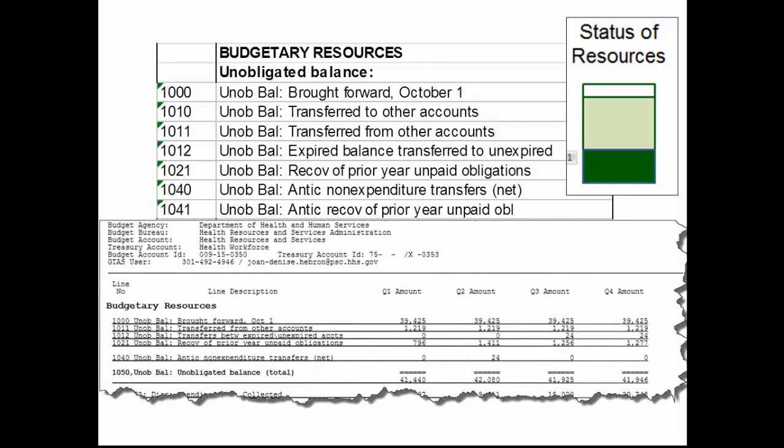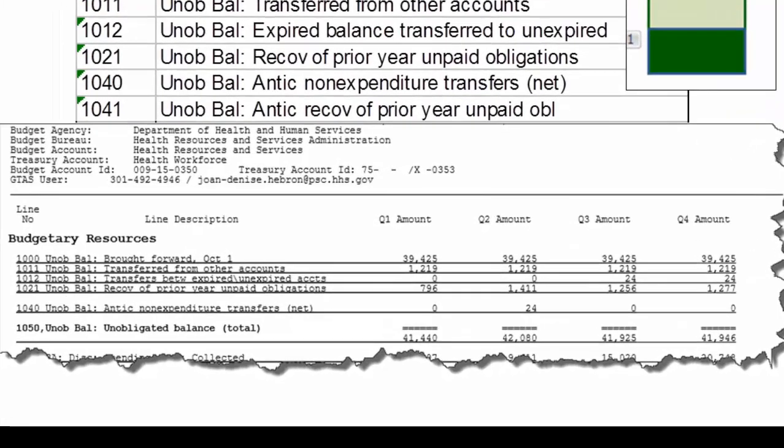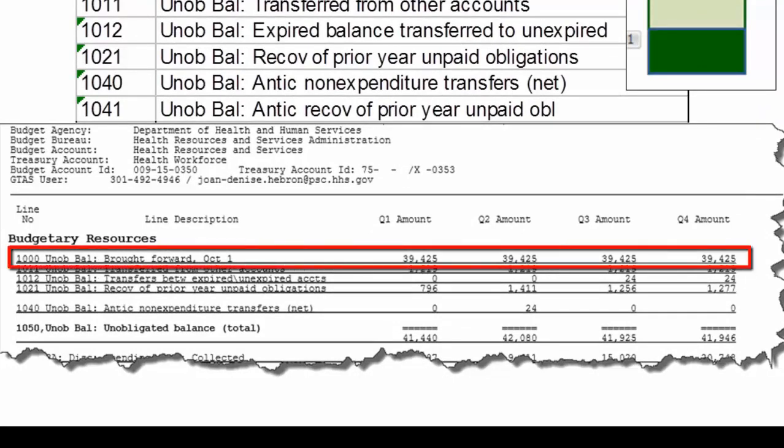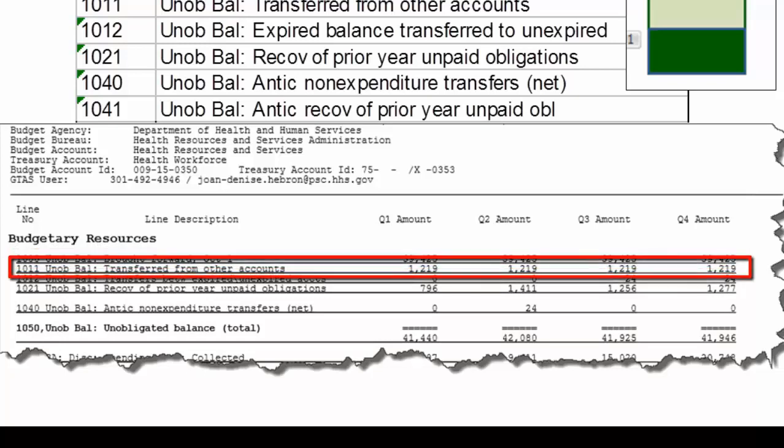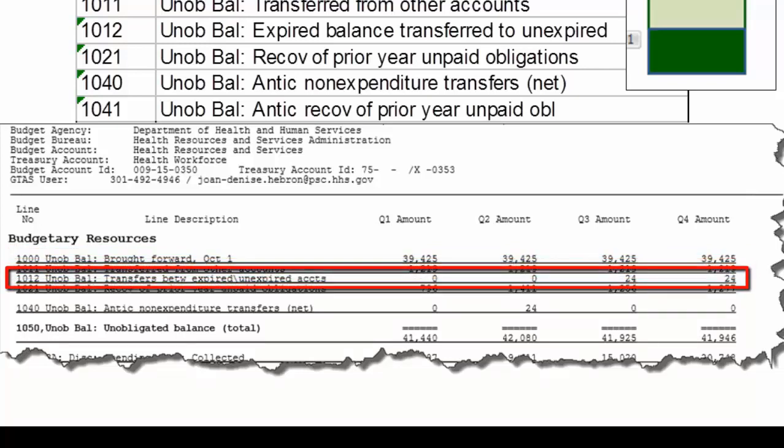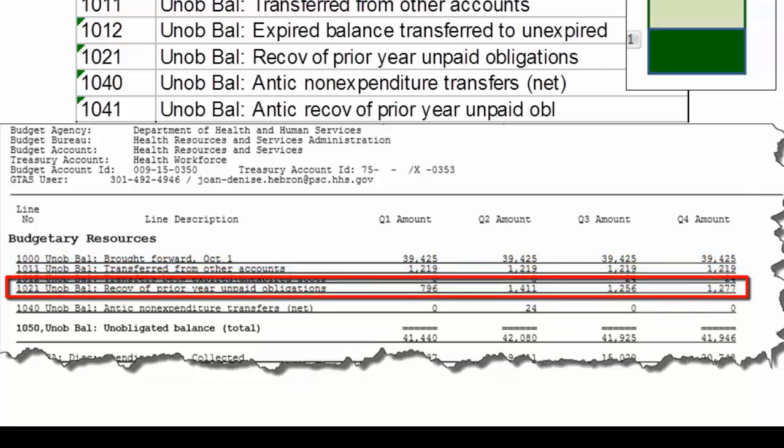Here's an example of an unexpired no-year account SF133. Line 1000 on the SF133 identifies over $39 million as carryover that could be apportioned and obligated in the current year. Line 1011 identifies a transfer of $1.2 million, a transfer from an expired account of $24,000 on line 1012, and a recovery of prior year obligations on line 1021 of $1.2 million.